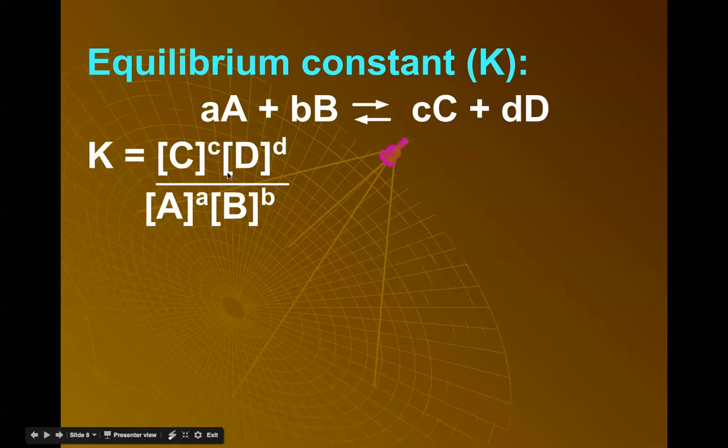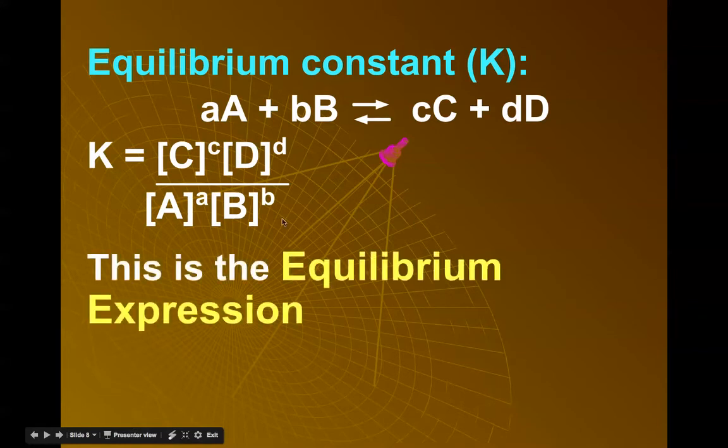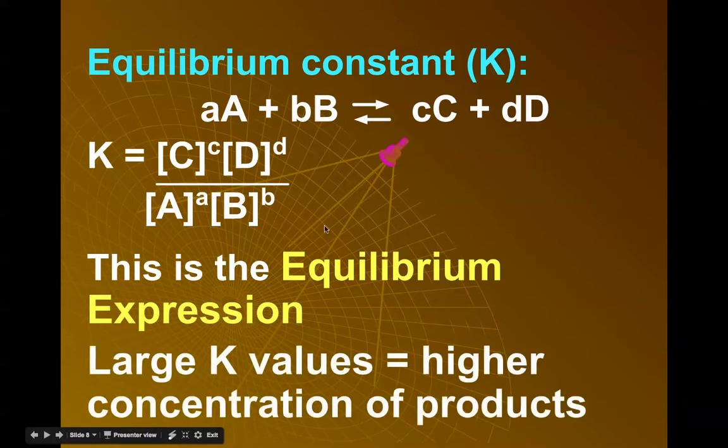Now be careful, A, B, C, and D, they're generic. There might just be one reactant. In some cases there may be 4 products, who knows. These are just generic for however many terms you have on each side. So all of this, K equals, is called the equilibrium expression. And as I said, if you have larger values, it means the products are favored. And if you have lower K values, it means there's a lot more reactants.